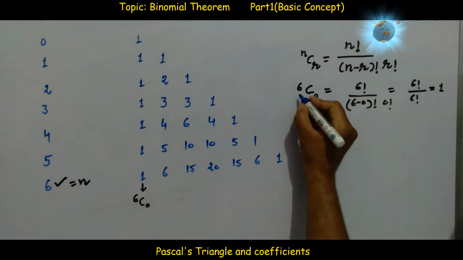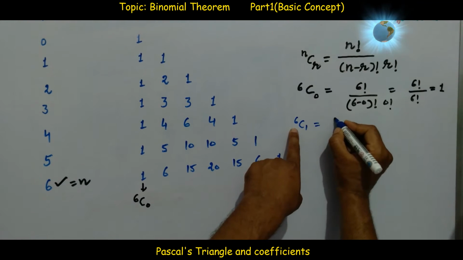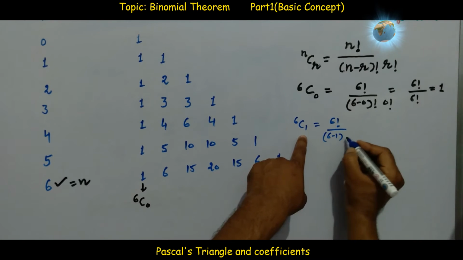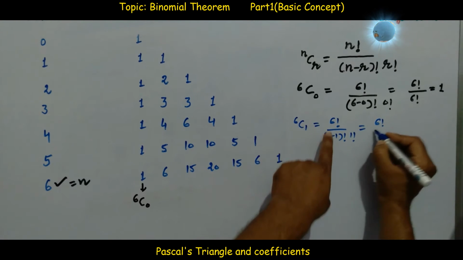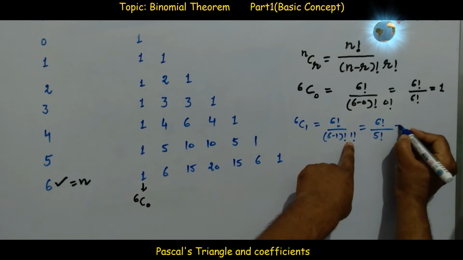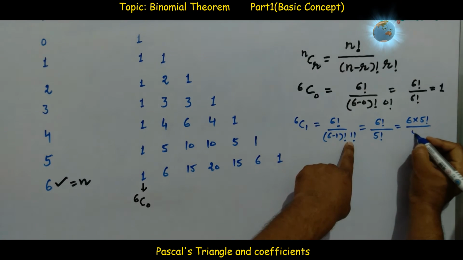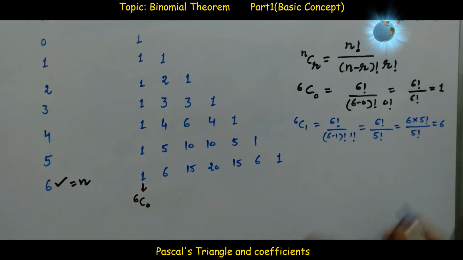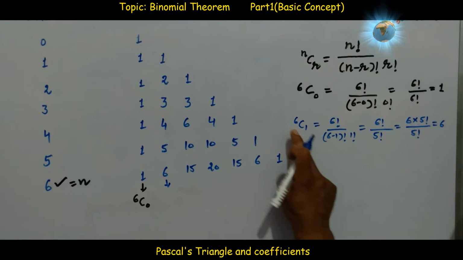Now next we take 6c1. So the meaning of this is 6 factorial divided by (6 minus 1) factorial into 1 factorial. That means 6 factorial divided by 6 minus 1, which is 5 factorial, and 1 factorial means 1. Again this is equal to 6 into 5 factorial divided by 5 factorial. 5 factorial cancelled. What we are left with? This is 6.